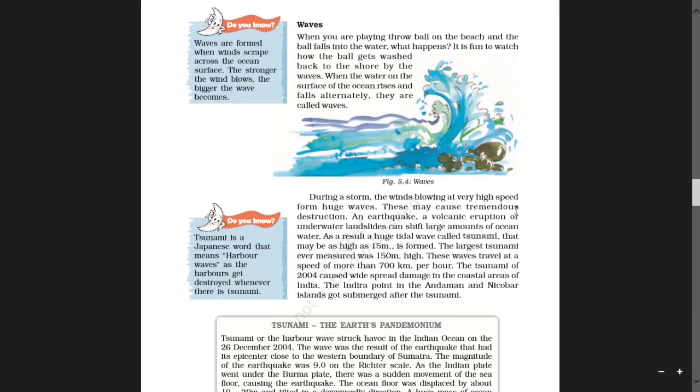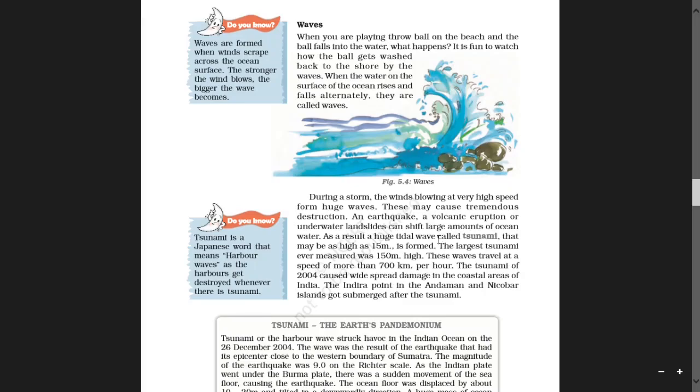An earthquake, a volcanic eruption, or underwater landslides can shift large amounts of ocean water. See, the sudden shaking of the surface of the earth is known as an earthquake, and then volcanic eruption or underwater landslides can shift large amounts of ocean water. As a result, a huge tidal wave called a tsunami, that may be as high as 15 meters, is formed. As a result of this, a huge tidal wave means very large waves in the sea which destroy things.